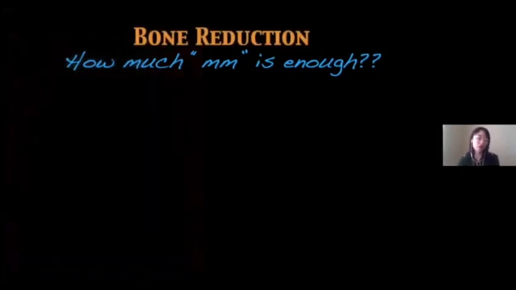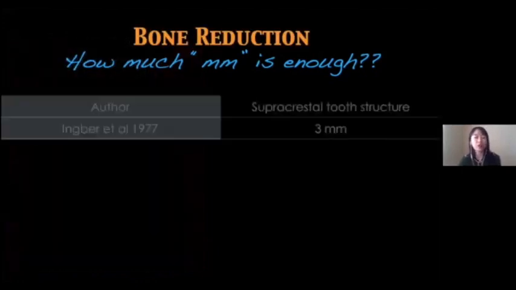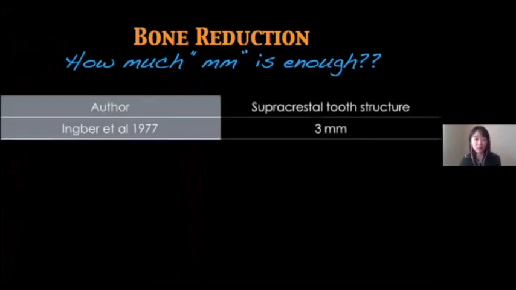So the first literature I want to mention is the very classic literature by Ingber in 1977. This is the article you must know for crown lengthening. In this article, he suggests that we need to remove or maintain the 3 millimeter distance to be able to facilitate the biological width.